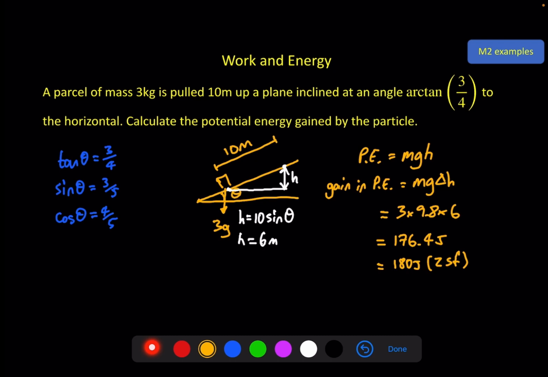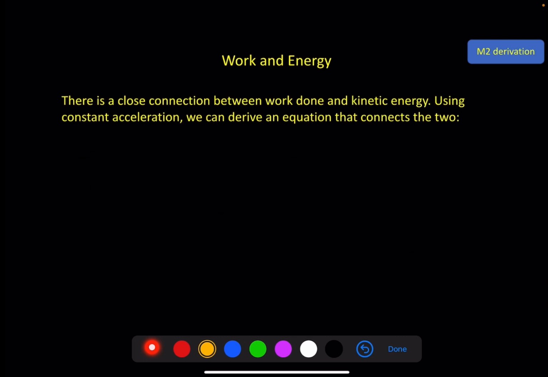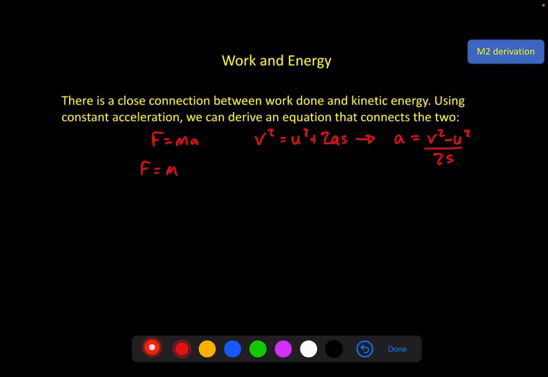So those are some examples just using those 2 simple formulas for kinetic energy and potential energy. But there's a close connection between work done and kinetic energy that you need to be aware of. We can use constant acceleration to derive an equation that connects these 2 ideas. What we do is we start off with F equals ma, and assuming constant acceleration, we can also use the formula v squared equals u squared plus 2as. Rearrange that to give a equals v squared minus u squared over 2s, and substitute that into our F equals ma equation. So the a becomes v squared minus u squared over 2s.